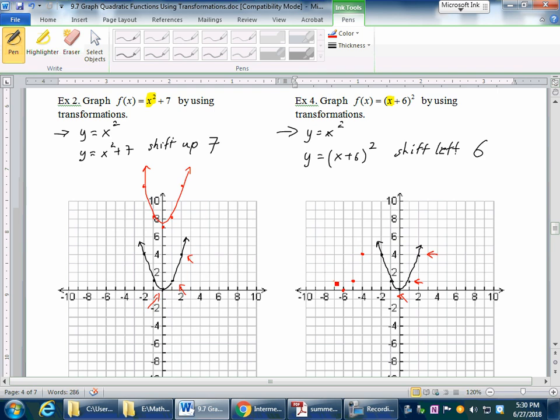And then using the symmetry or doing the transformation like before, this will help me get the rest of the points to graph this parabola shifted to the left 6 units from the original graph.